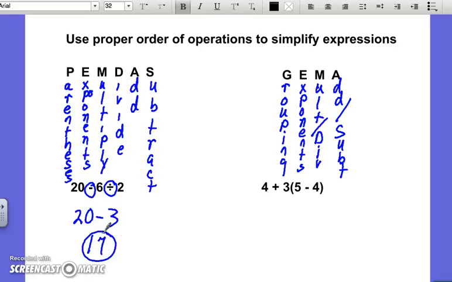Now notice you've got to be careful, because if you just went left to right, you'd go 20 minus 6, 14. 14 divided by 2, you'd get 7. Well, it's not 7, it's 17. All right, so over here, look what we've got.